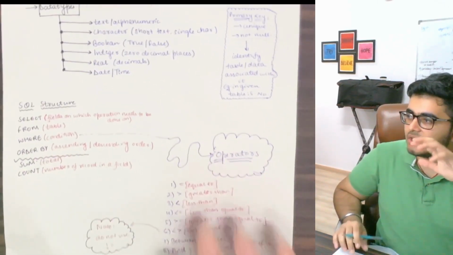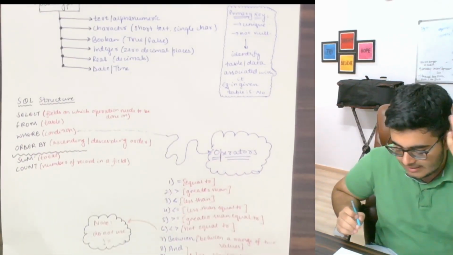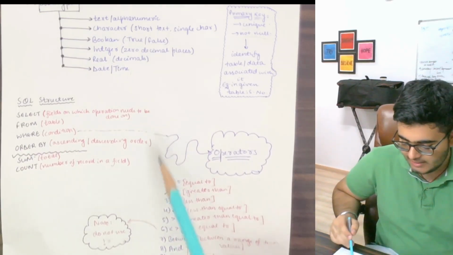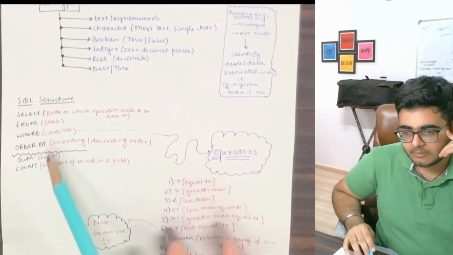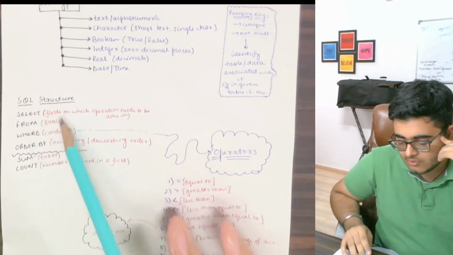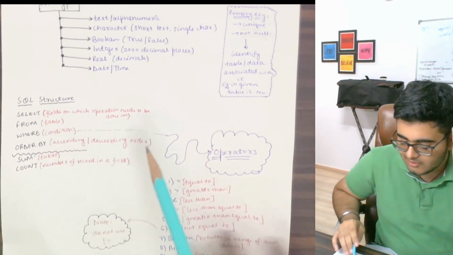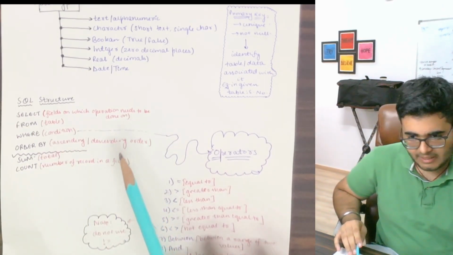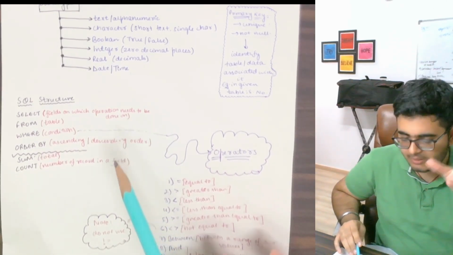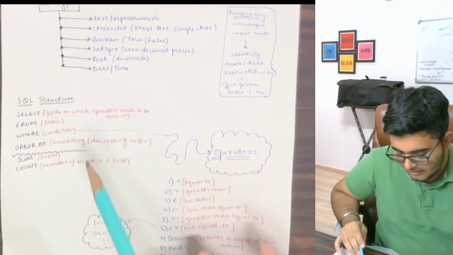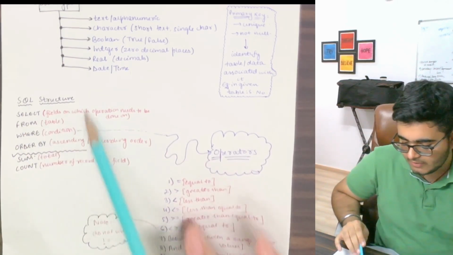Now, how do we structure a query in the SQL language? This is the structure: select, from, where, order by. Select is used to select the fields on which we need to do the operation. Maybe we need to edit a field, select a field, display a field, or output a field. Anything you want to do with any field, we'll put it in select, right?